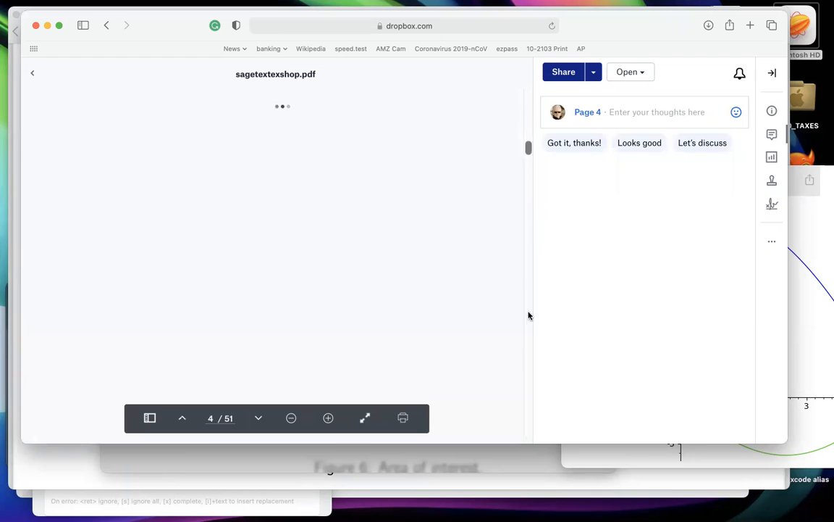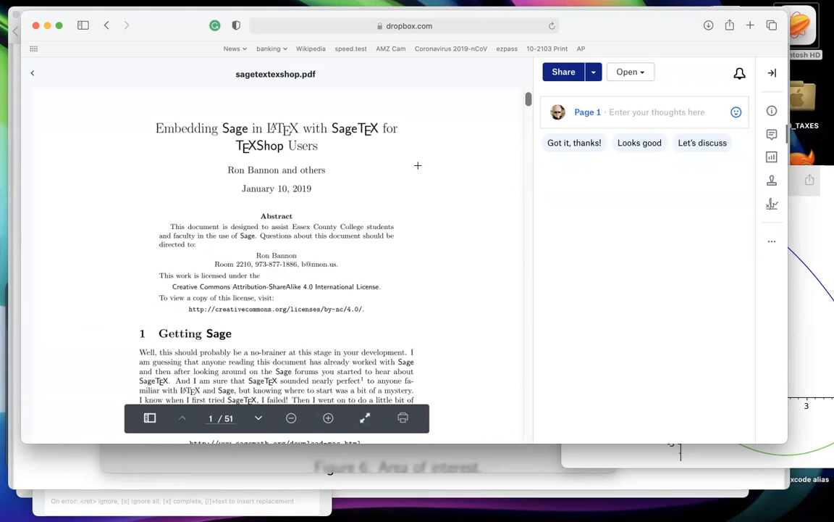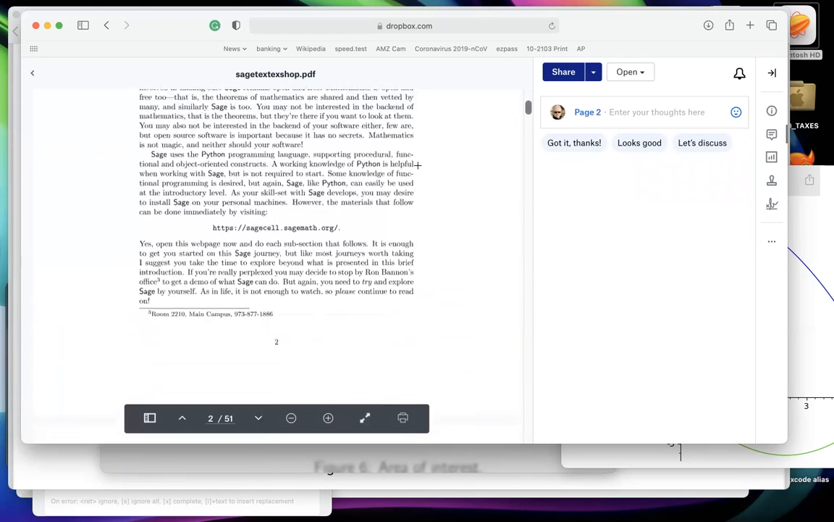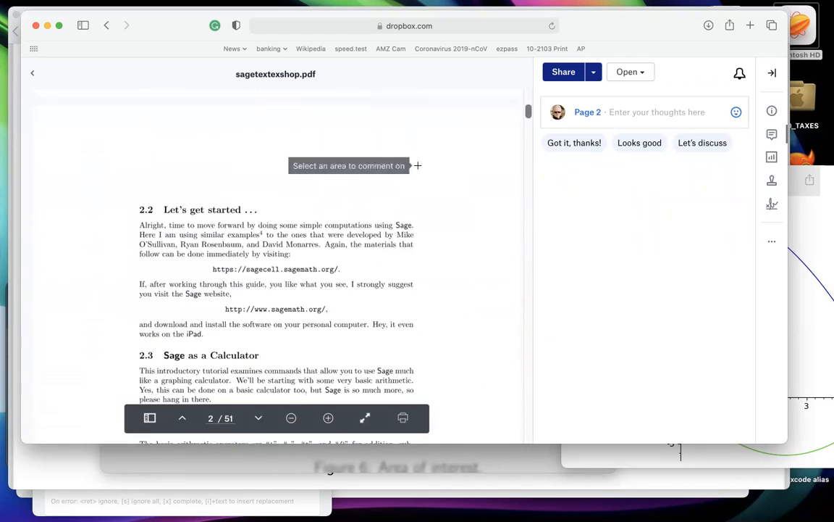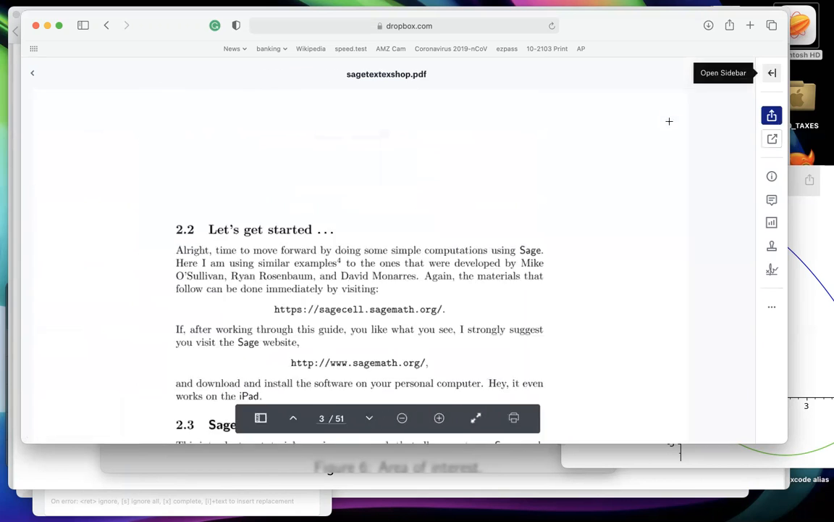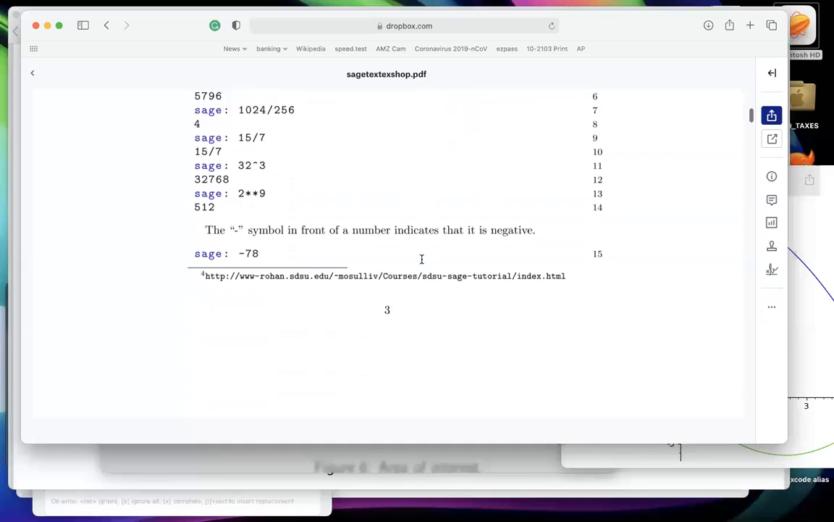I'll scroll to the end of it though. It's about 51 pages. That's not that long, right? Again, for some students, that almost seems like an endless amount of material. But what I claim over here is it really addresses most of the computer algebra that you'd see at Essex County College. And what would that be? Your ability to use Sage as a calculator, that is, for numerical purposes.